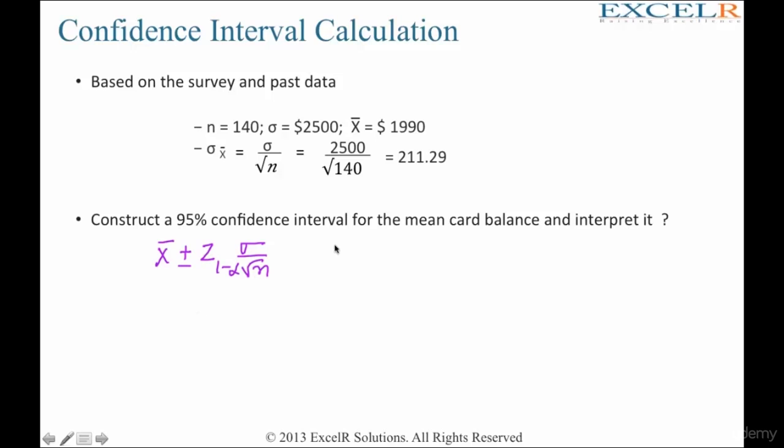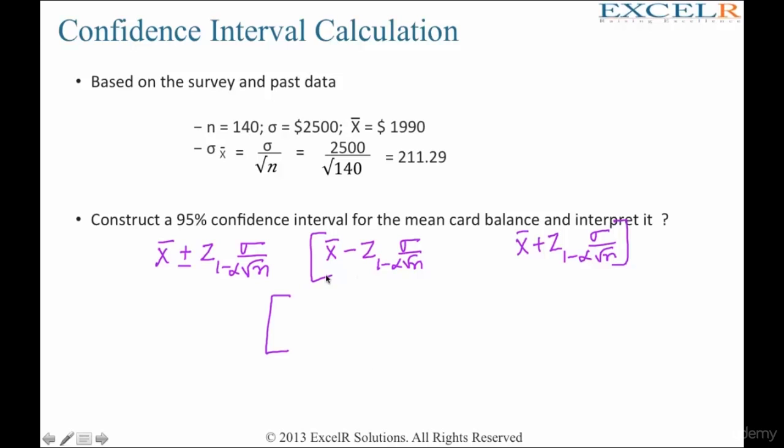If you want to expand this, it'll become X bar because we need to come up with an interval estimate, the minimum value and the maximum value, right? So the minimum value would be X bar minus Z1 minus alpha sigma over square root n, and the maximum value would be X bar plus Z1 minus alpha into sigma over square root n. Now we can solve all these.